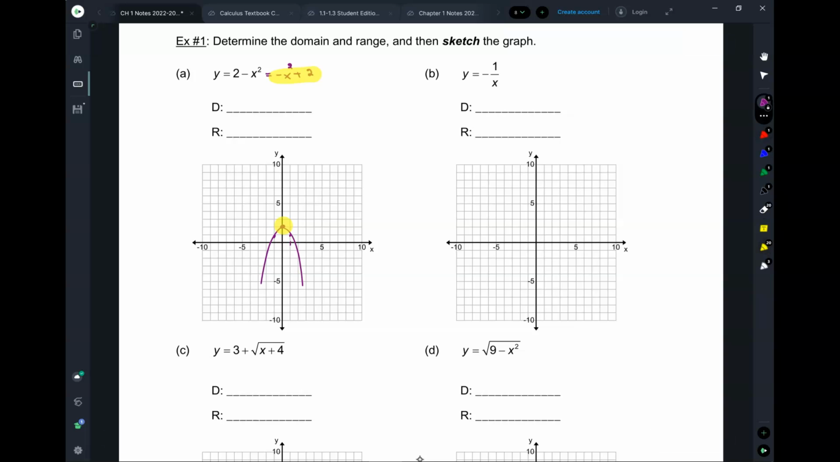Here's how I need you guys to approach domain. When you look at this function, this is a polynomial function. There are no square roots, there are no fractions. The domain is all reals. So we say the domain is negative infinity to positive infinity.